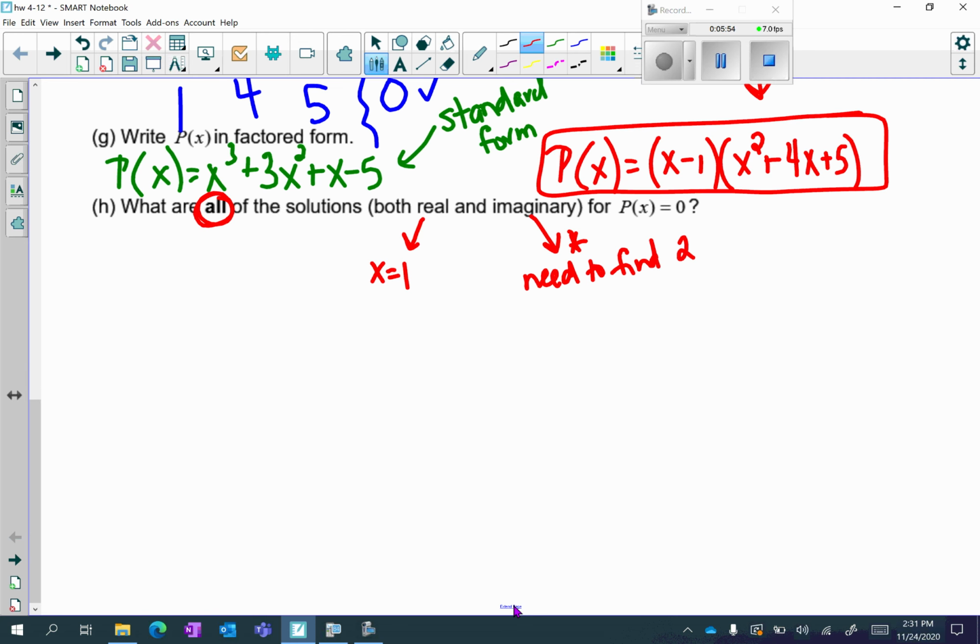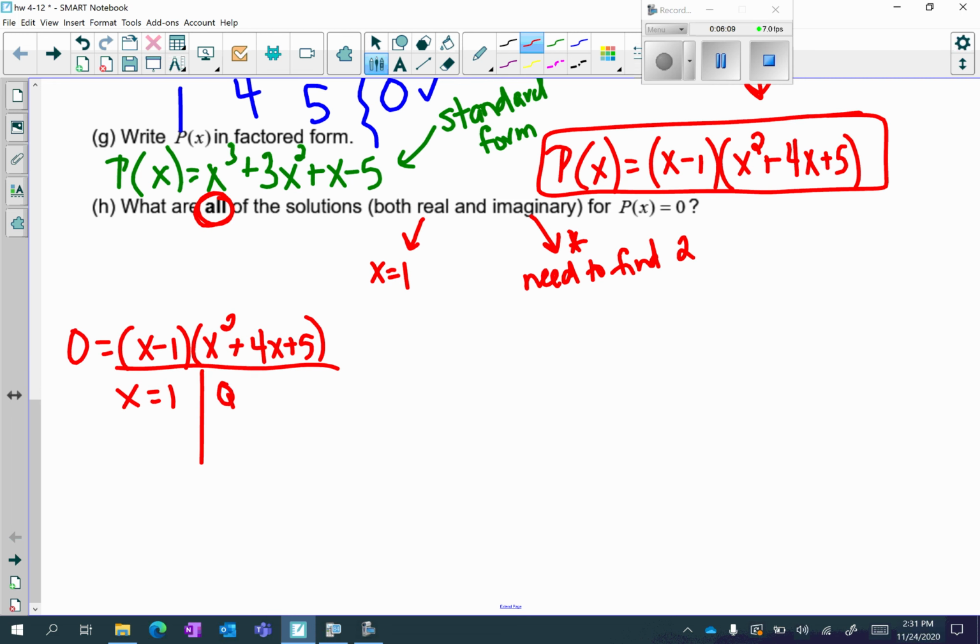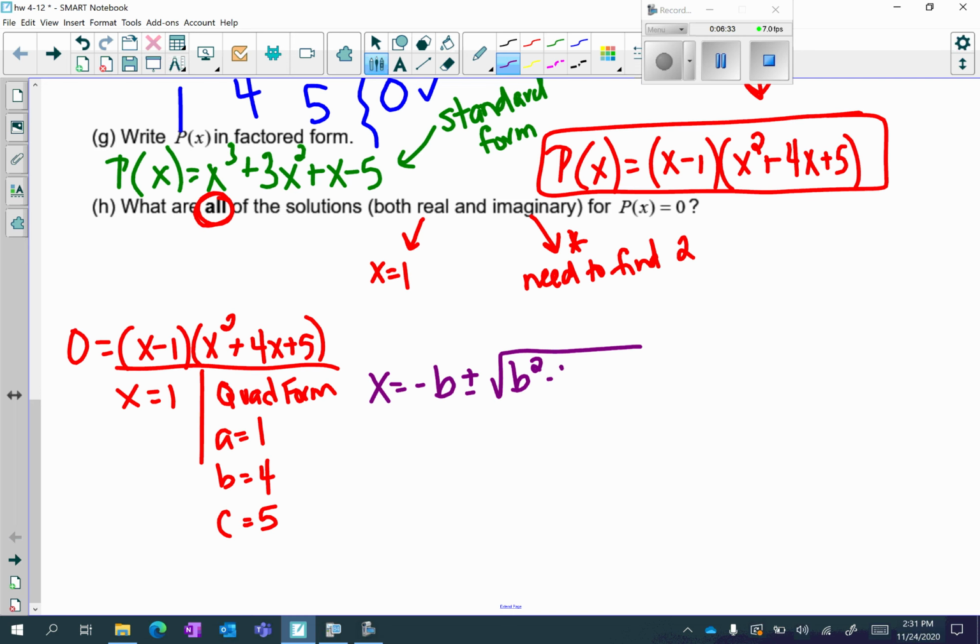So in order to find the alternative solution, remember, here's my factored form. I have the x equals 1, which we already found. Here I'm going to use the quadratic formula. So I have a equals 1, b equals 4, and c equals 5. Remember, you do not need to memorize the quadratic formula. It is given to you on tests, quizzes, final exam, Regents, midterm, things like that. We have x equals negative b plus or minus the square root of b squared minus 4ac all over 2a.